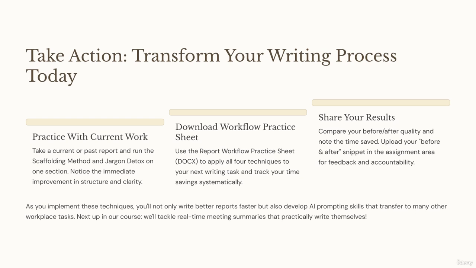Now, here's your action step. Grab a report you've already written, or one that's due soon. Use ChatGPT to rebuild the outline and do a jargon detox on just one section. Then download the report workflow practice sheet and track how much time you saved. If you're up for bonus points, compare your manual version with the AI-assisted one and upload it for feedback.